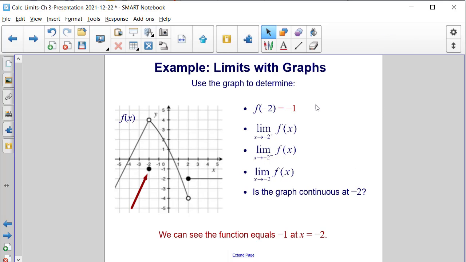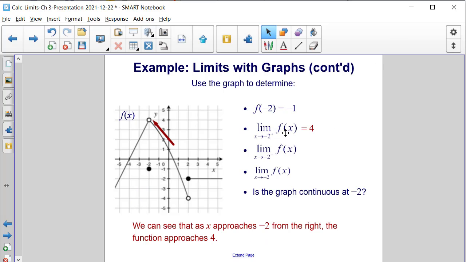We're going to start off by evaluating the function at the x value of -2. Well, if we look at the graph, when x is -2, the function is assigned this value, represented by the closed dot or closed circle or closed point, which is at -1. So f of -2 is equal to -1.